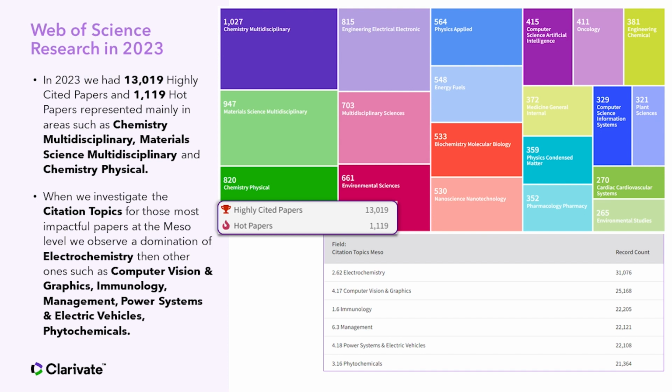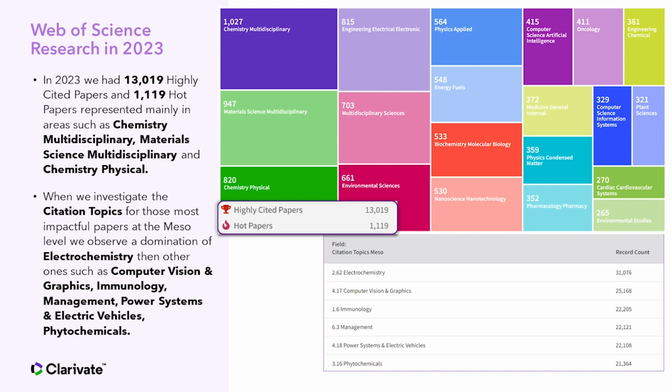So multidisciplinary chemistry: out of 13,000 very influential publications, 1,000 of them are in multidisciplinary chemistry. Then material sciences, physical chemistry, and so on. So it's very similar to what I was looking at earlier. Before I was looking at all the publications in 2020. Now I'm focusing on those highly cited papers and hot papers, those papers that receive a very high number of citations to be in the top 1%, top 0.1%. So these are the fields.